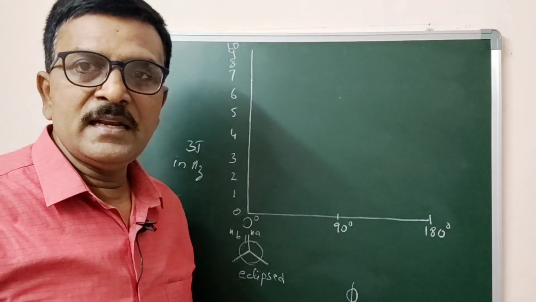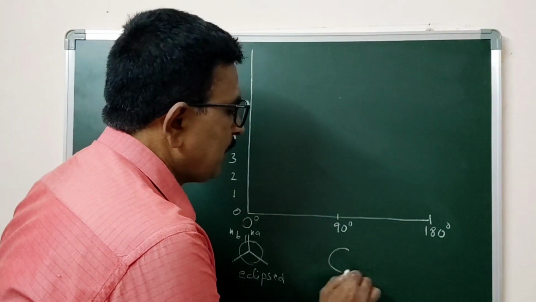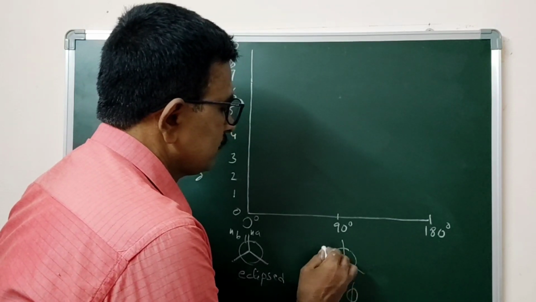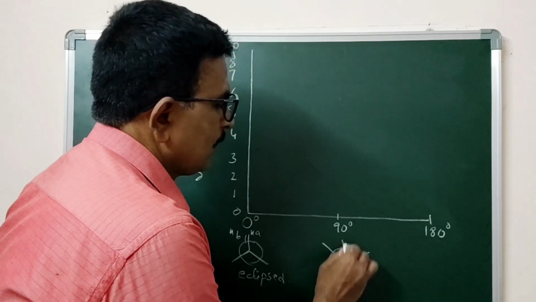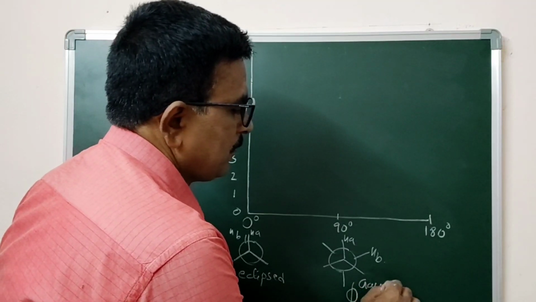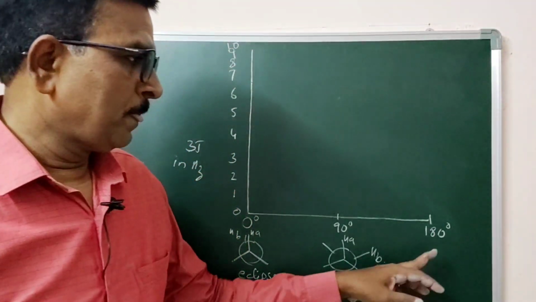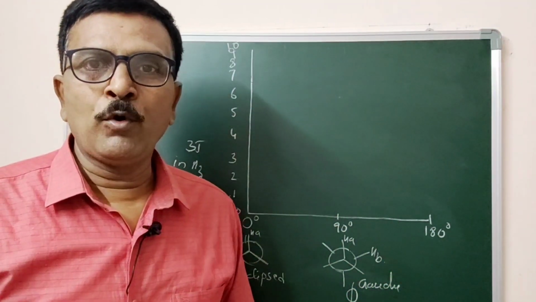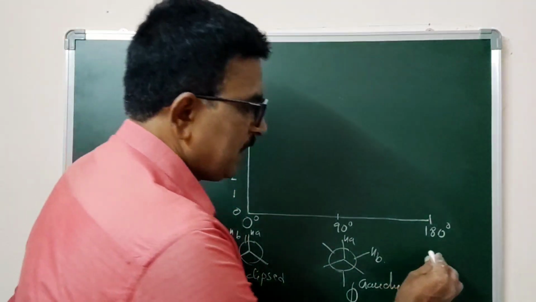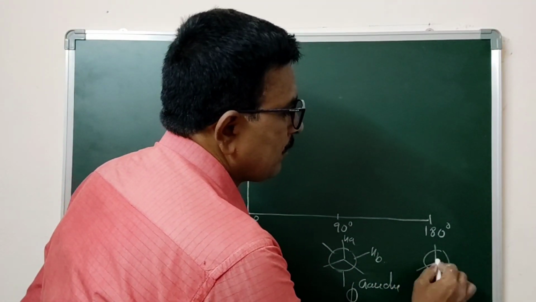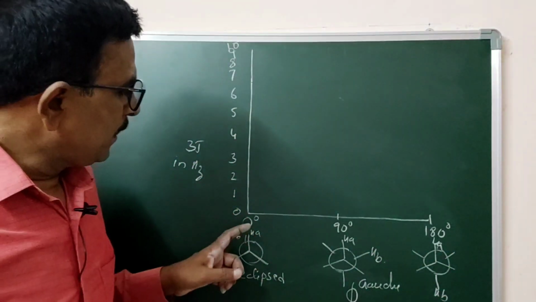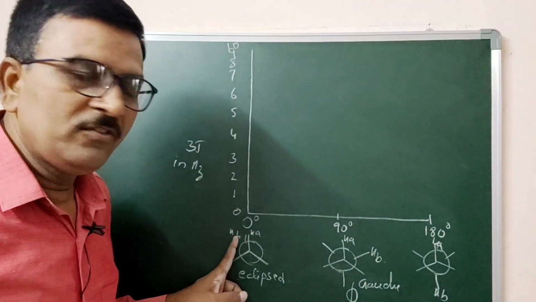When there is a 90 degree angle, it is known as Gauche conformation. We can represent it as HA hydrogen, HB hydrogen. This is Gauche conformation. Now, when the dihedral angle between the protons attached on adjacent carbon is 180 degree, it is known as staggered conformation. HA, HB.